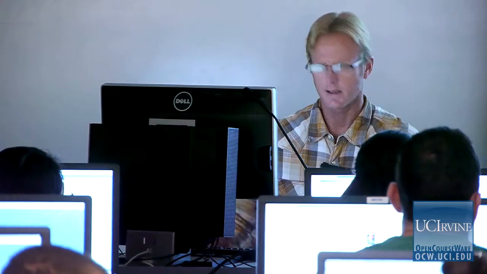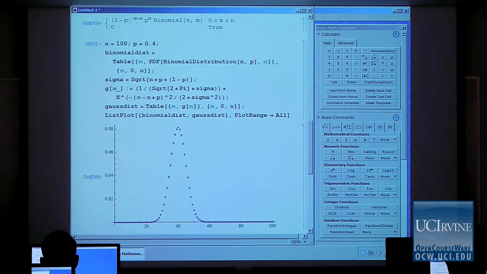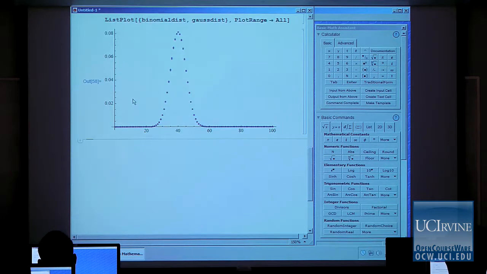All right. So I'm going to go down here and let's go ahead and redo this one again with 100. Okay, so the mean for this case, n times p, is 40. All right? Now I'm going to come down here and define something called mean equal 40. Okay.